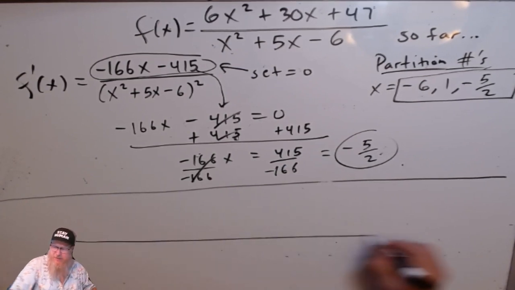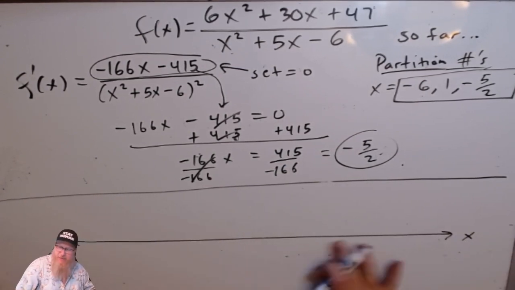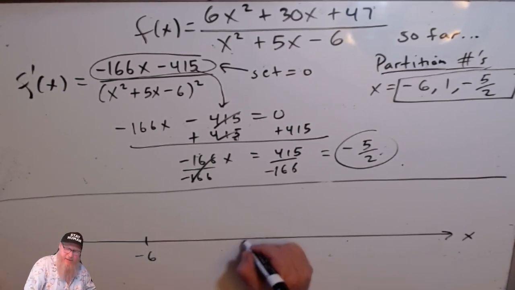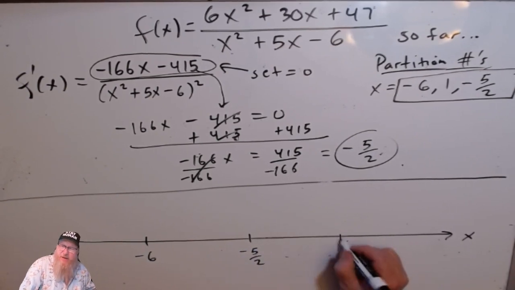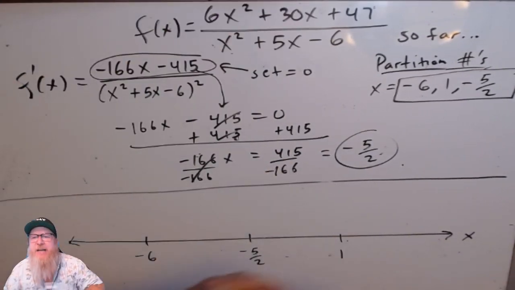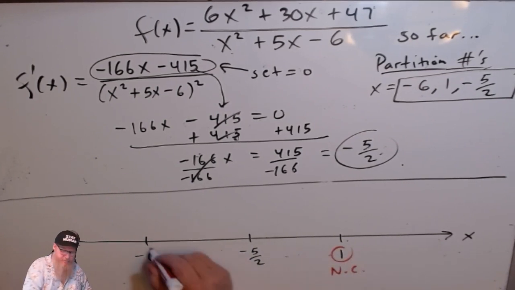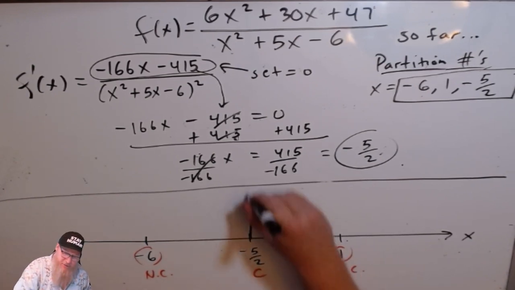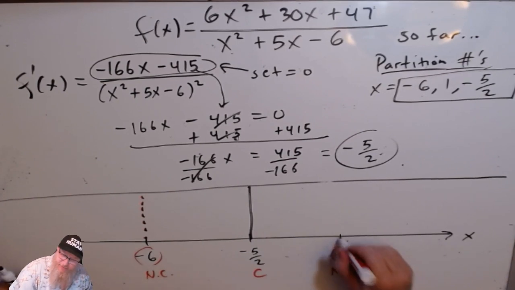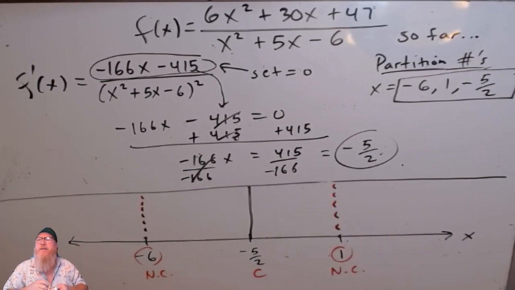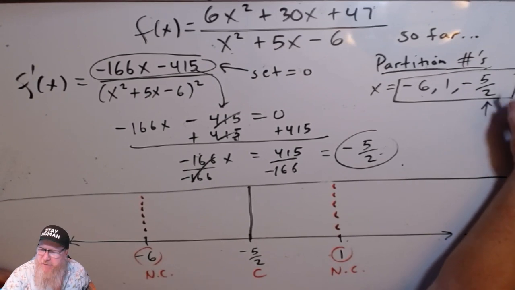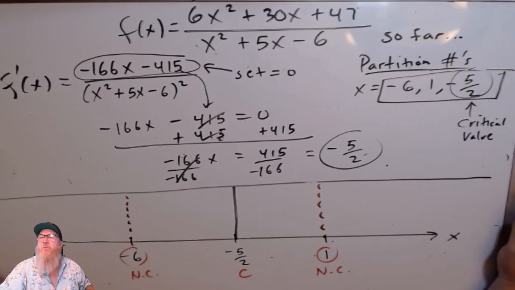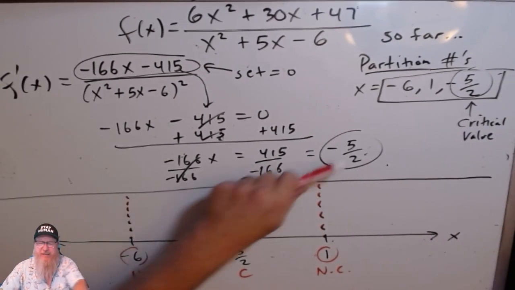All right, so now let's do our sign test. I got negative 6, negative 5 halves, and 1. Remember, these guys are not critical. This one is critical, so this one's solid. These ones are dotted. So the only one that's critical is negative 5 halves. Only one critical value, negative 5 halves. Keep forgetting to say negative.